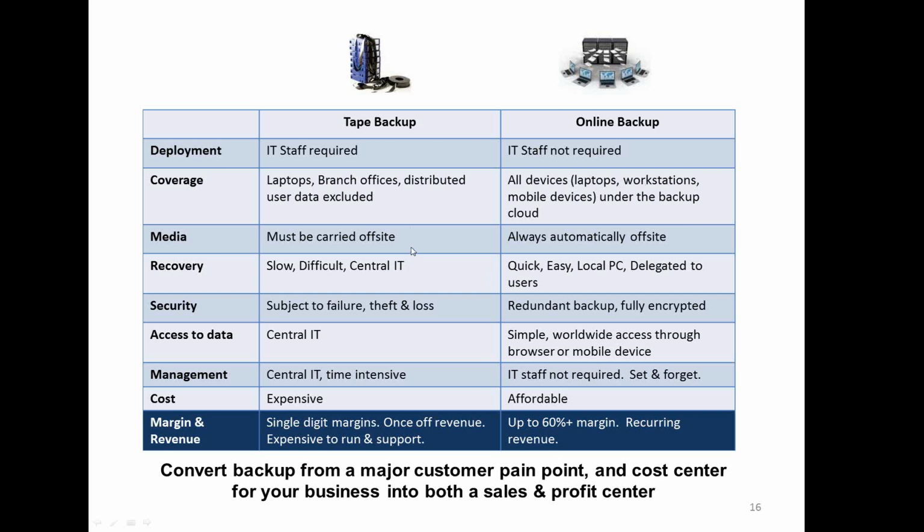In terms of media with tape backup, it was always error-prone and subject to failure. In fact, IBM estimates that in more than 50% of tapes that are in archives, upon recovery, there'll be errors with recovery. There is no media with online backup. It's just all over the wire. Tape backup recovery is extremely slow and difficult, and can often be a multi-day project to bring back an environment that's crashed when you're recovering from tape. With online backup, you've got instant access to data.